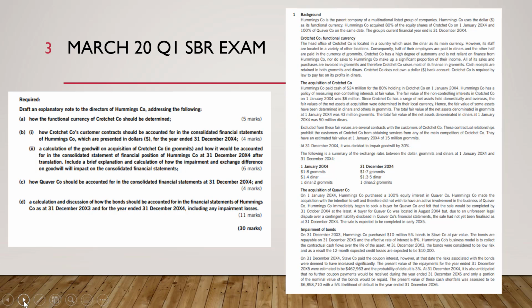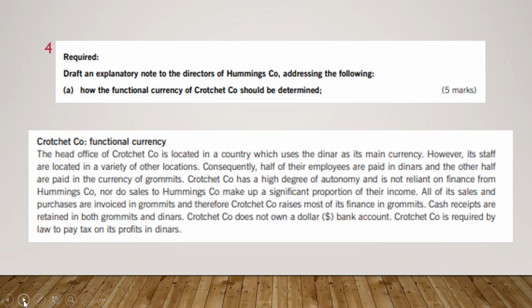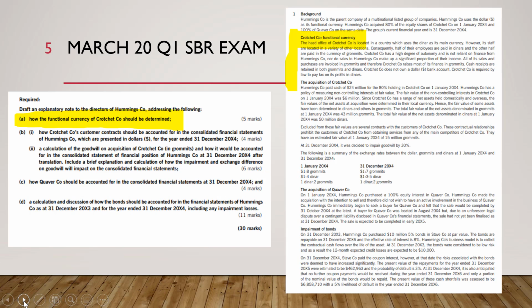Now, maybe it's not clear to you, so let me emphasize it even more. In order to answer A, you only need to properly digest the first paragraph of information, which is also entitled Functional Currency Crotchet. This requirement highlighted is answered from that information. Obviously, you need to read the background first.